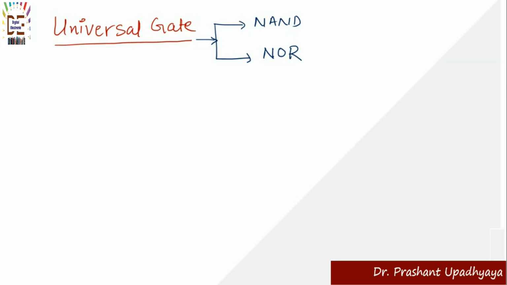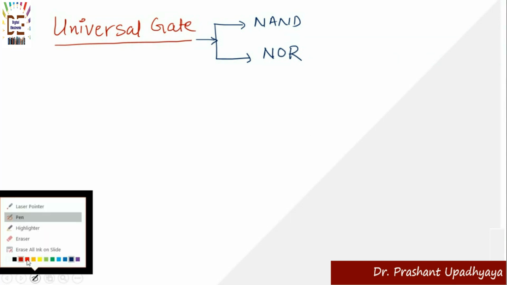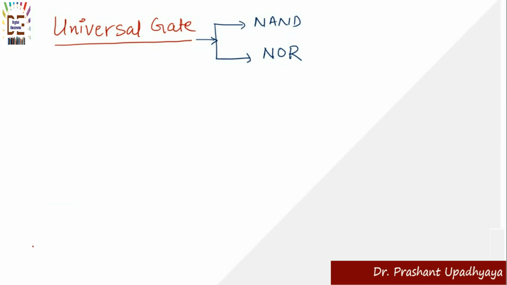Similarly, with the help of a NOR gate, we can implement inverters, we can implement AND gates, we can implement OR gates, and even NAND gates. So what I can say is that with the help of this, we can implement an inverter, AND gate, OR gate, and even a NOR gate. Similarly, with the help of this, I can use it as an inverter, AND gate, OR gate, and even design the NAND gate.